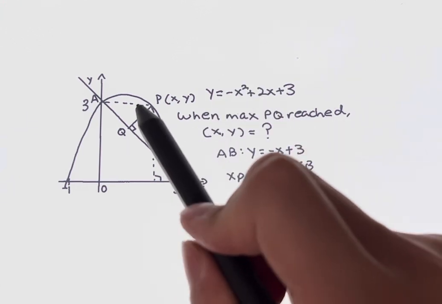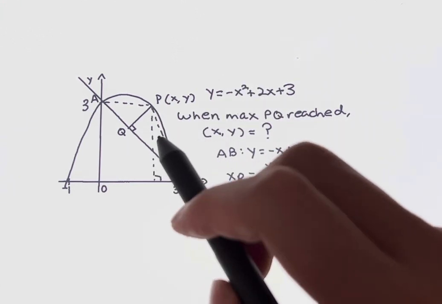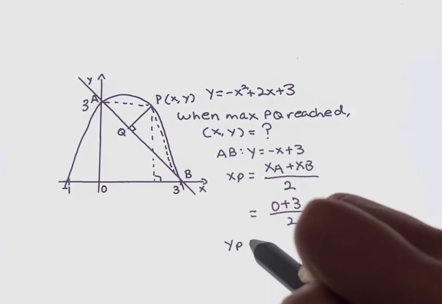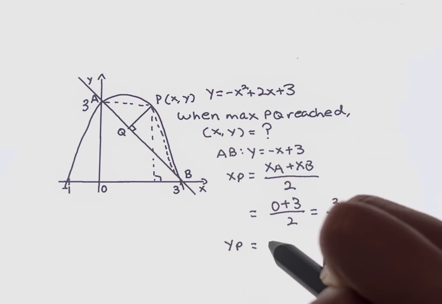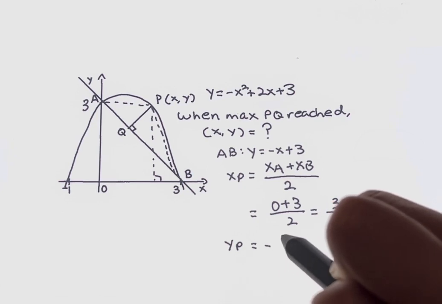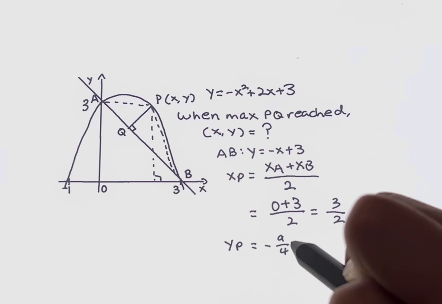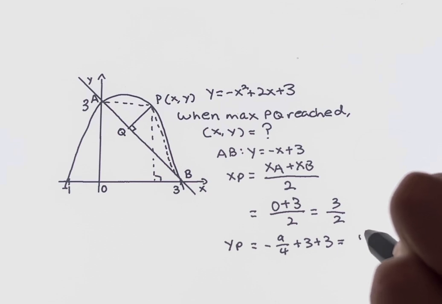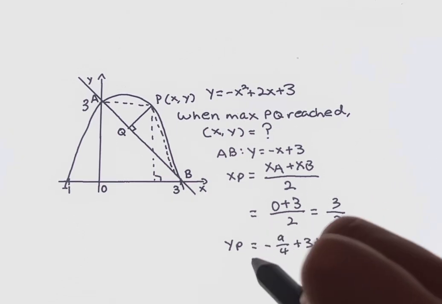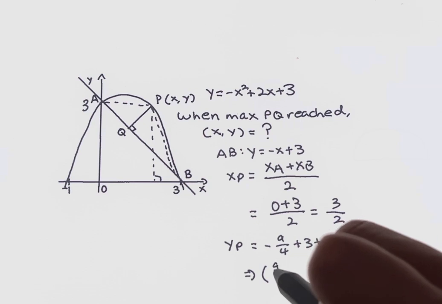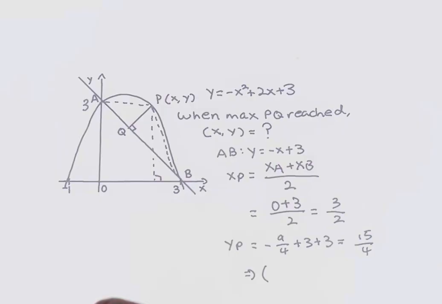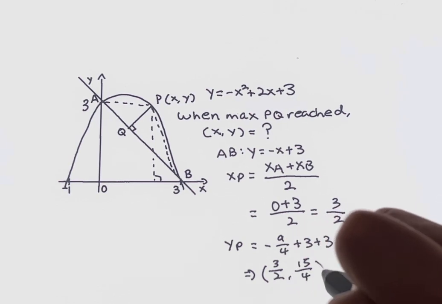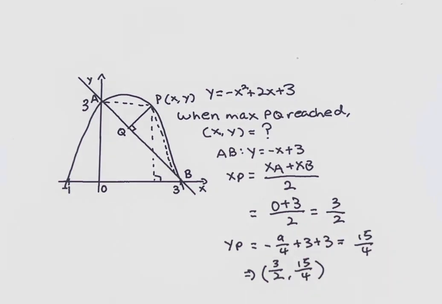So now we have the x-coordinate for P. And then the y-coordinate for P, let's plug it into the parabola equation. Yp will equal the negative of 3 over 2 squared, which is negative 9 over 4, plus 3 plus 3. So it will equal 15 over 4. So the coordinate of P becomes (3 over 2, 15 over 4). So that is how you solve this problem.